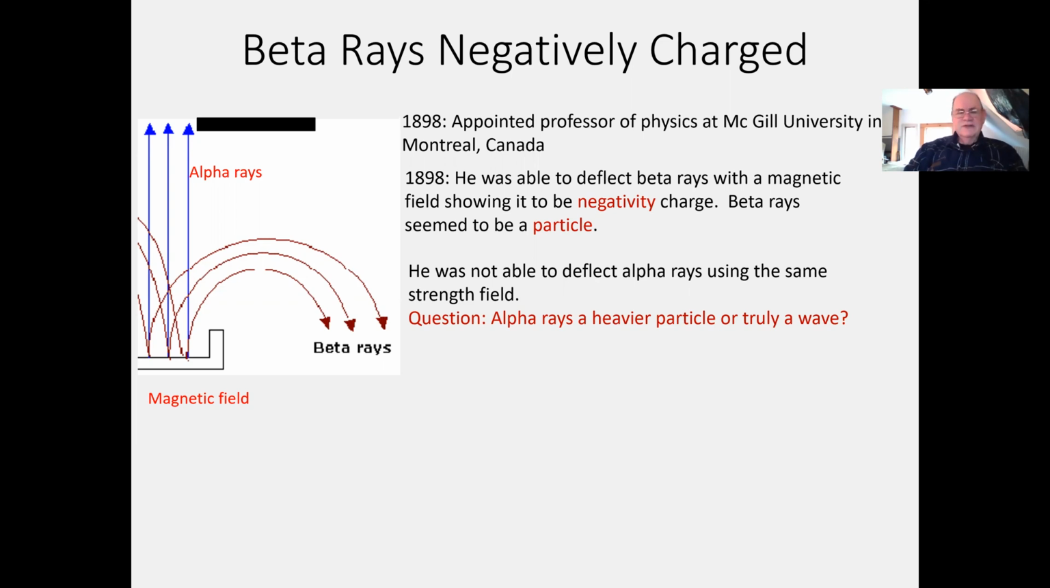He's not able to deflect the alpha rays. No matter how strong a magnetic field he uses, he doesn't therefore know what these alpha rays are. Maybe they're not particles at all. Maybe they're a wave of some kind, because they're not reacting to the magnetic field.